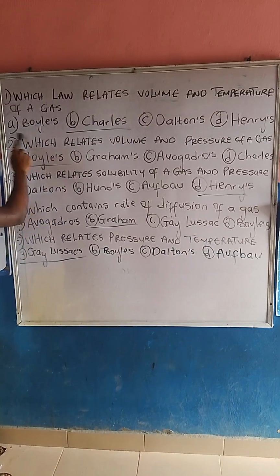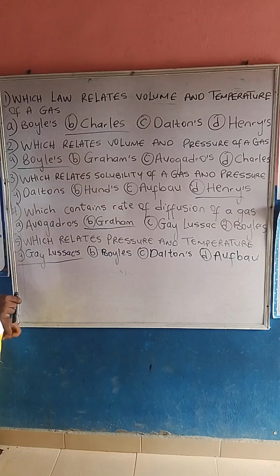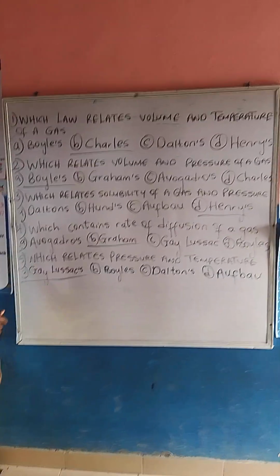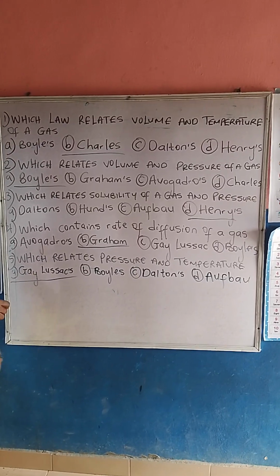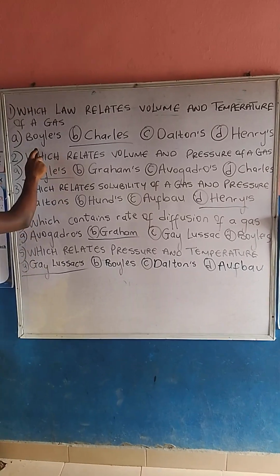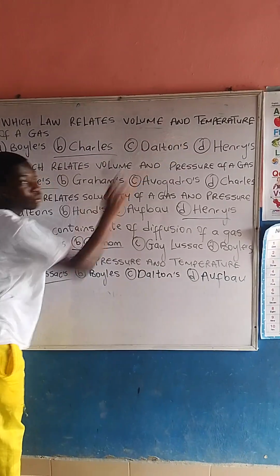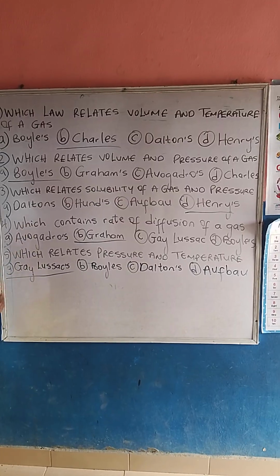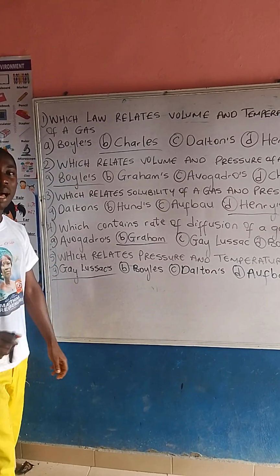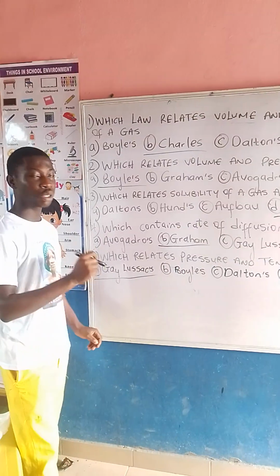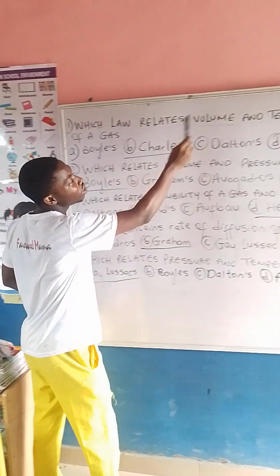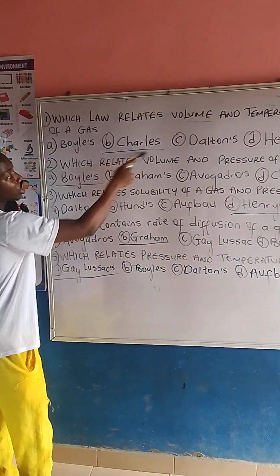For Boyle's law, it says that the volume of a given mass of gas is inversely proportional to its pressure, provided temperature remains constant. So at constant temperature, volume is related to pressure. That is for Boyle's law, but now they are asking volume and temperature. Let's go to Charles's law. Charles's law says that the volume of a fixed mass of gas is directly proportional to its absolute temperature, provided pressure remains constant. So at constant pressure, volume is related to temperature. Hence, we have Charles's law.